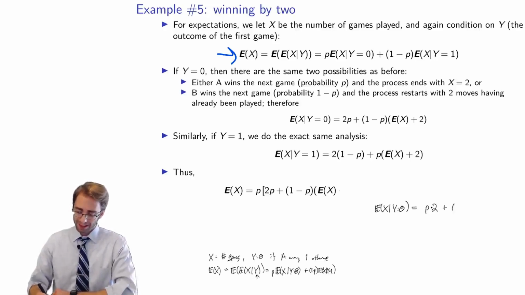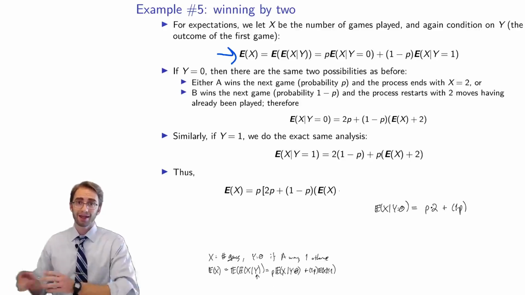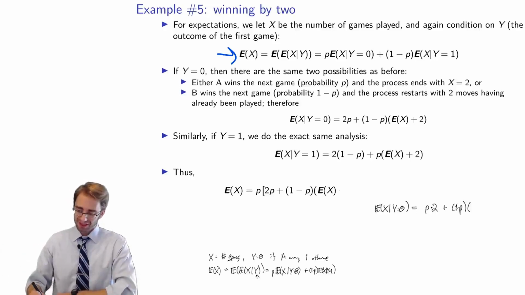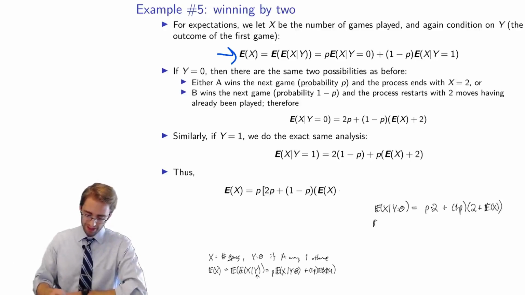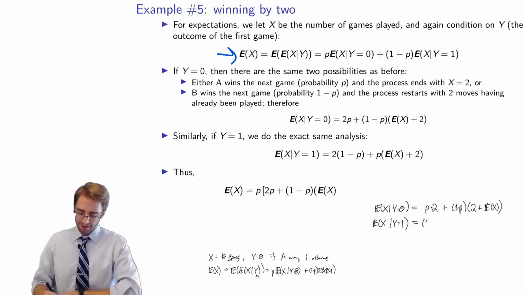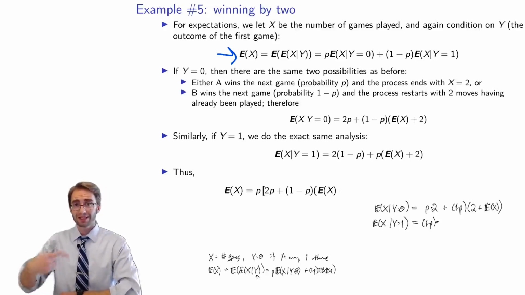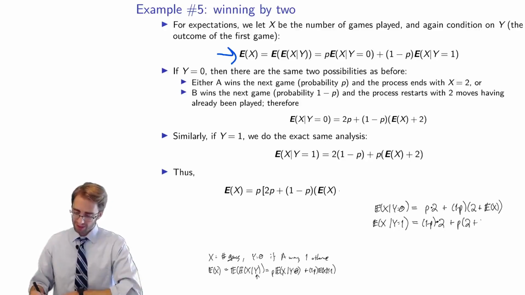The other option is there's a 1 minus p probability that A loses that second game. And now what happens? You're right back where you started with 1 win for each player, but you've already done 2 games. So in this case, you'd have 1 minus p times the quantity 2 plus expected value of x. Like that. And by the same kind of reasoning, the expected value of x, given that y is equal to 1, is, what's the probability here? Well, there's a 1 minus p probability that B will win the next game. If B wins the next game, that's 2 wins for B in a row. So 1 minus p times 2 plus, and then what's the other thing that could happen? The other one is that A wins, which is probability p. And then what would happen? You'd be back where you started. So 2 plus expected value of x, like that.